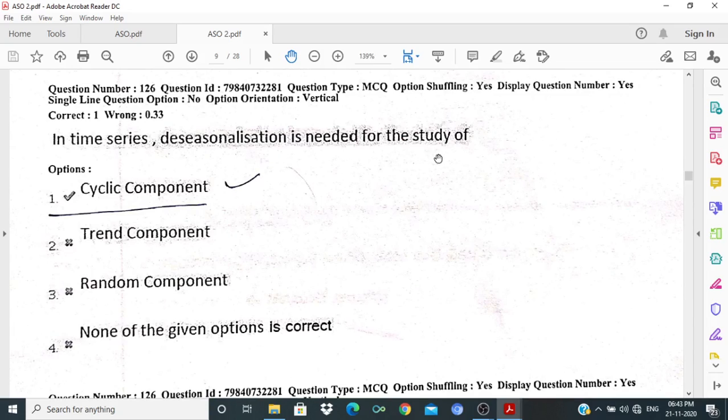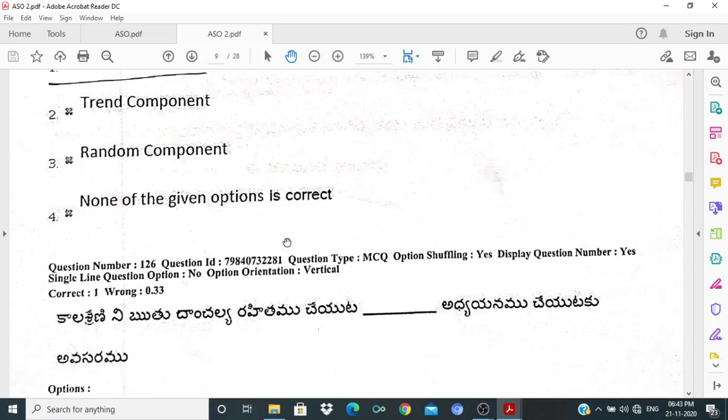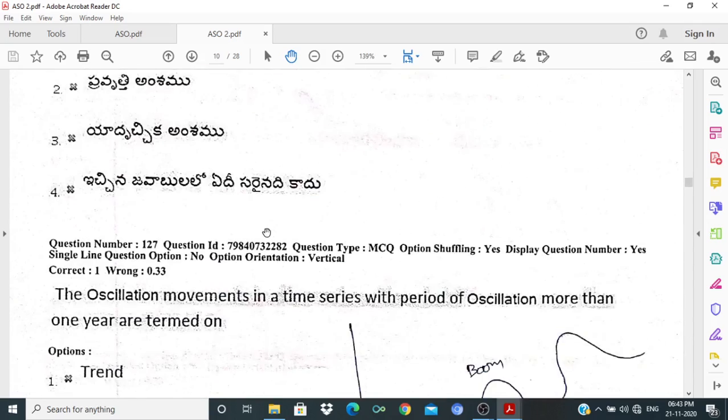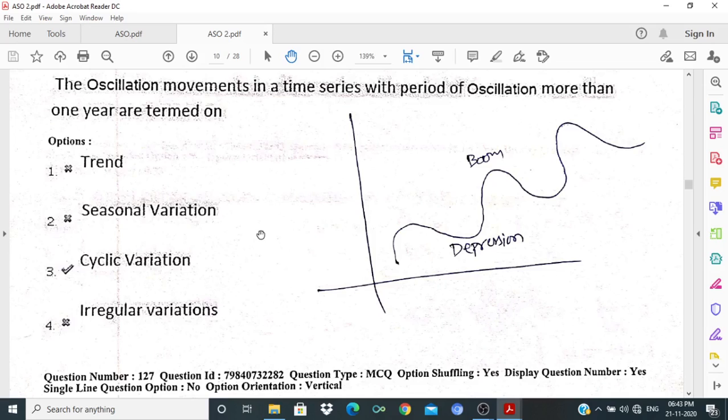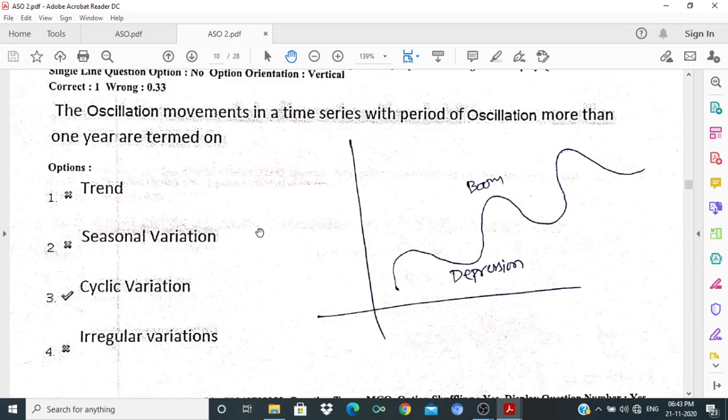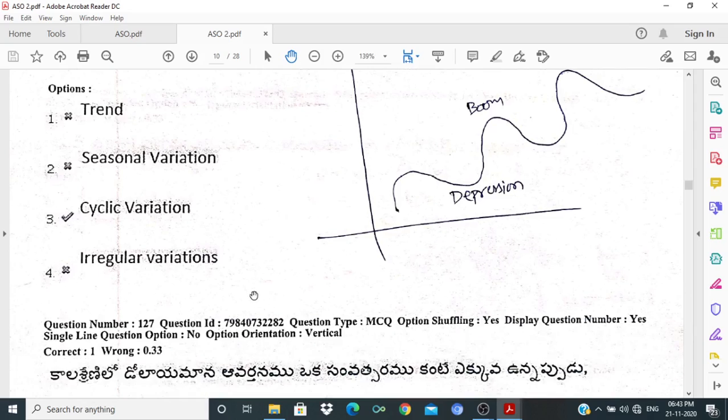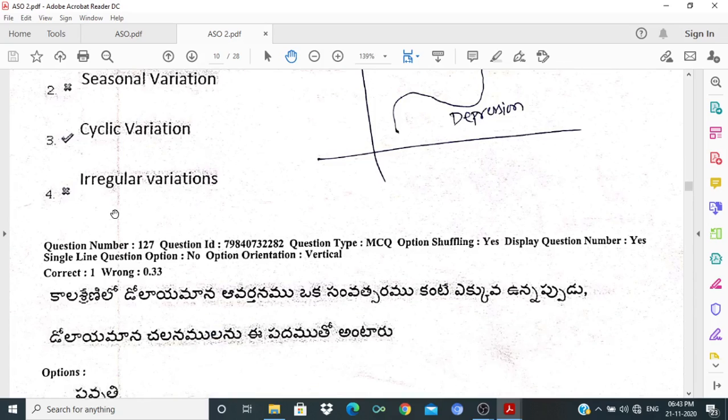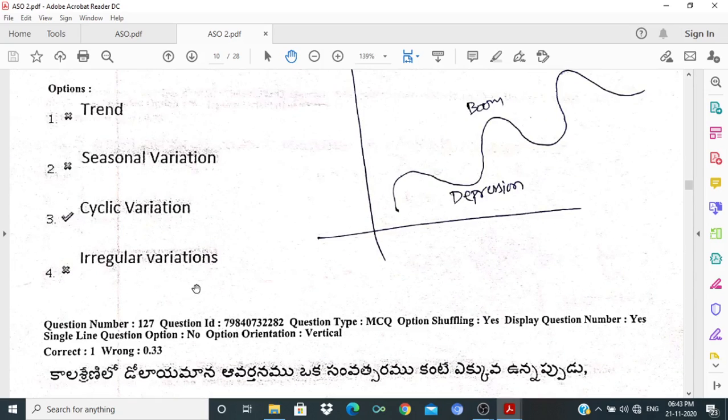In time series, de-seasonalization is needed for the study of cyclical component. The oscillatory movements in a time series with a period of oscillation of more than 1 year are termed cyclical variations. Within 1 year, seasonal variations. More than 5 years, trend. Irregularly happening ones are irregular variations. These 4 are the components of time series.